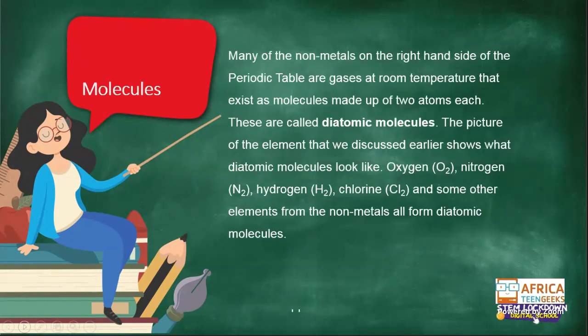Now, many nonmetals on the right side of the periodic table are gases at room temperature that exist as molecules made up of 2 atoms. These are called diatomic molecules. The picture of an element that we discussed earlier shows a diatomic molecule. Oxygen, nitrogen, chlorine, and some other nonmetal elements form diatomic molecules.